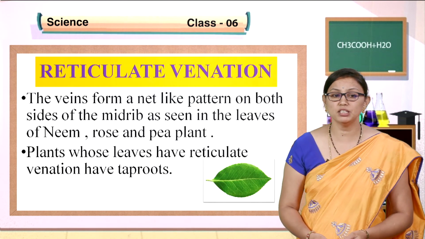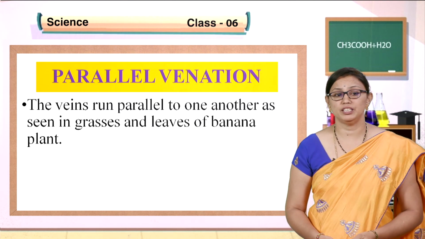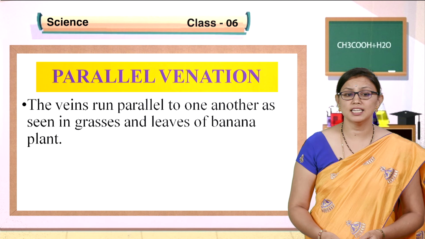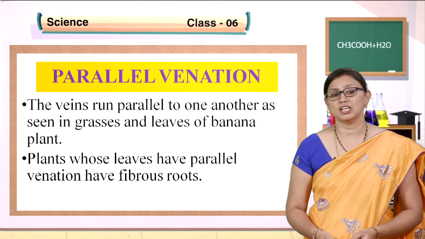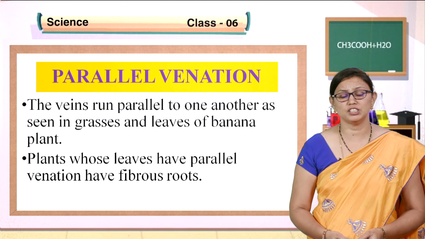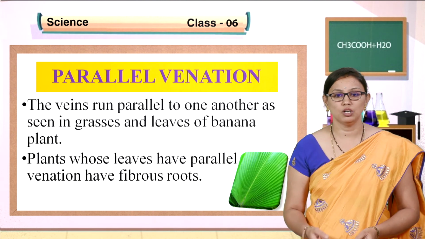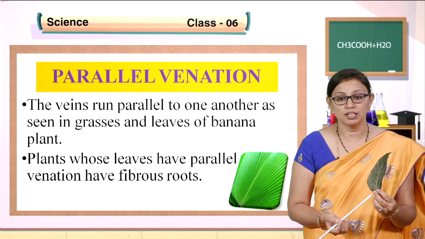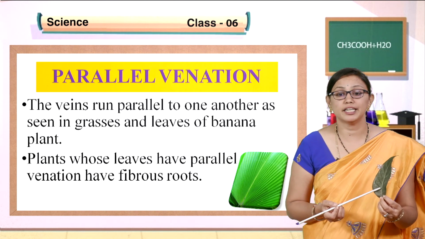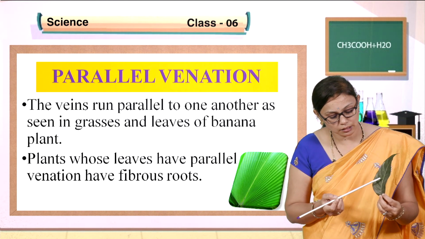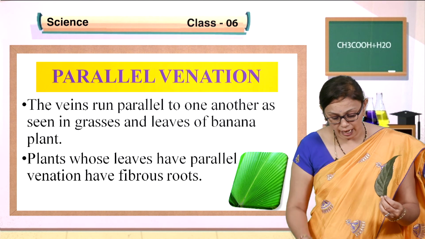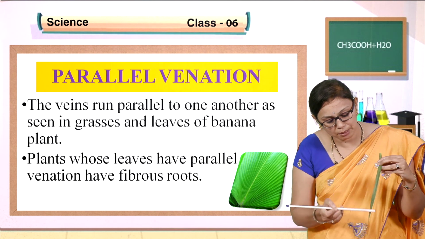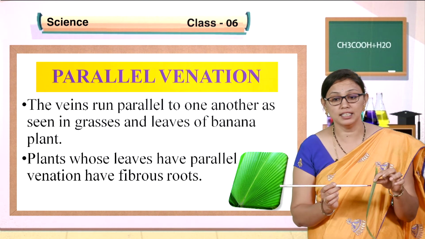You can see the picture, and next is parallel venation. The veins run parallel to one another as seen in the grasses and also the leaves of banana plants, and the plants whose leaves have parallel venation have fibrous roots, children. So, if you observe this, can you recognize which type of venation it is? Yes, this is reticulate venation, where different veins run in a net-like way, and if you come to this parallel venation, you can see the veins are arranged parallelly. This is called parallel venation.